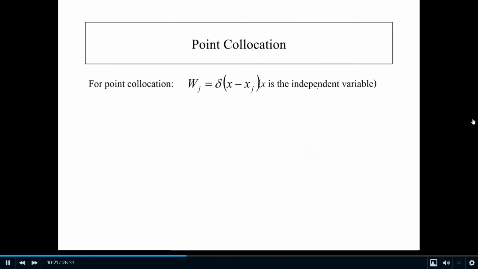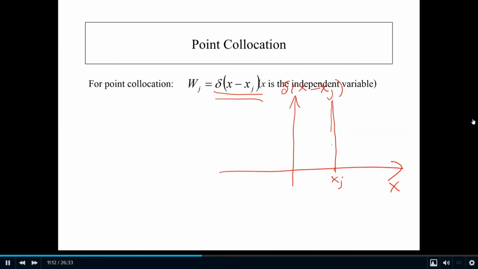So let's look at the first one. We start with what we call point collocation. This is the first choice that you can choose. In this case, the weight function will look like this. This is the Dirac delta function, and those who studied advanced mathematics should have known the Dirac delta function. So this is delta(x minus xj). The Dirac delta function would be 0 at every point along the x-axis except one point, that is the point equal to xj here, where the value would be infinite.